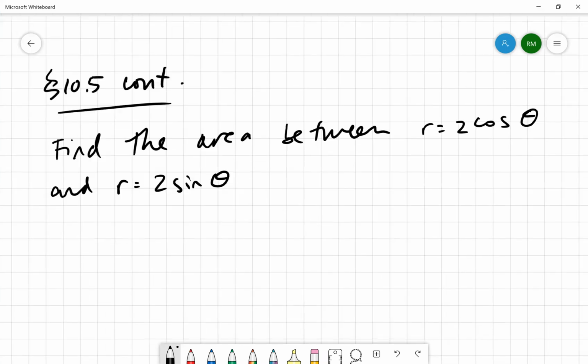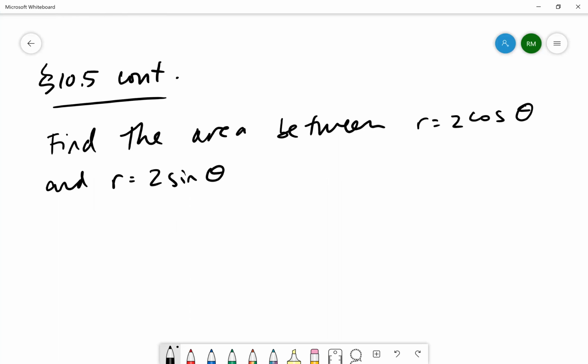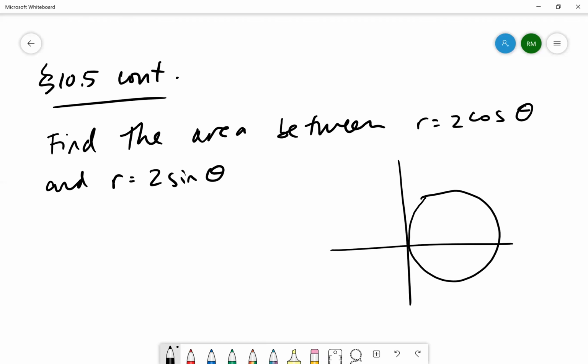So today we're going to start off by finding the area between two curves. r equals 2 cosine theta, that's this curve, and r equals 2 sine theta, that's this curve. They should be the same size, but you get the idea. So we need to find the area of the region in between those two curves. That's this region right here.